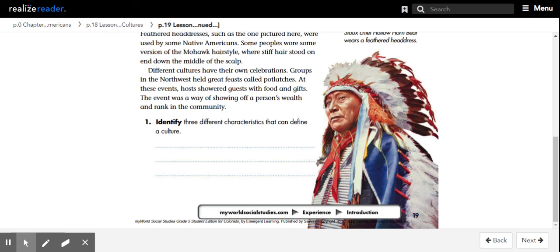1. Identify 3 different characteristics that can define a culture.